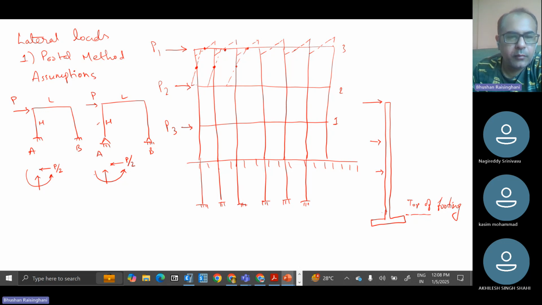So here I can write moment is 0 because it is a pin support, so moment cannot be there. So what is the vertical reaction in both cases? The moment will be like P into H moment. And we don't have any gravity load here, so I don't think we need a reaction.